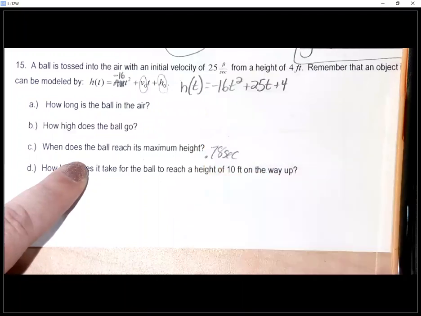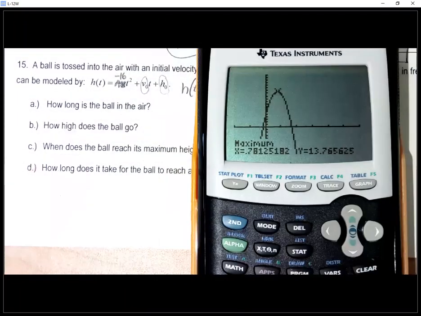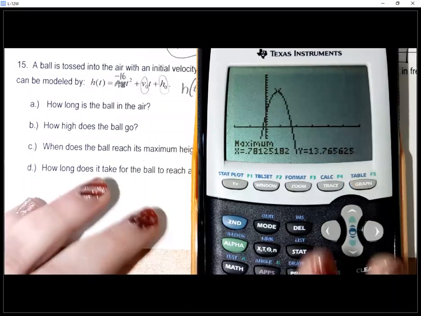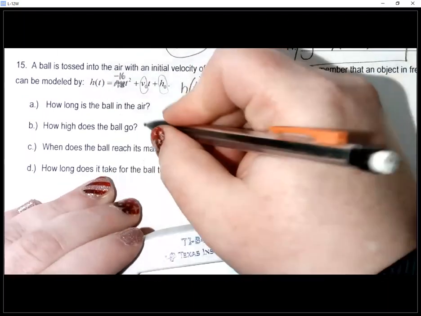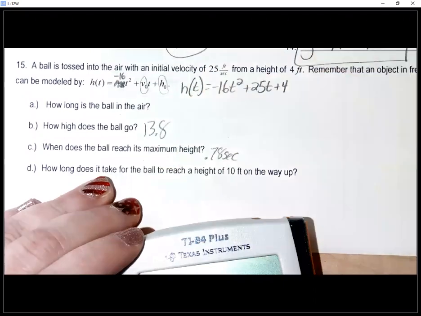So who has the answer of 13.77? The y coordinate. Which of these is the answer to? Is it A, B, C? Well, it's not C. Is it A, B, or D? B. How high does the ball go? That's how high. 13 point, if I'm going to round to the nearest tenth, 13.8. What are we in? Feet? Yeah, feet.